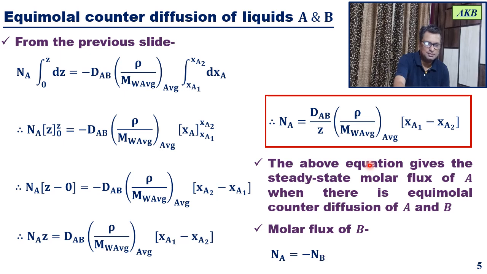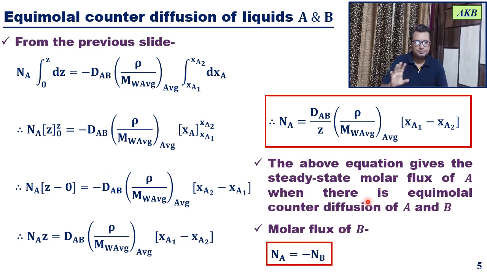It is simply NB equals minus Na. We know this relationship and you can get the value for the molar flux NB. So in this way, you can derive an equation for the steady state molar flux for a liquid when there is equimolal counter diffusion. I hope whatever I have discussed today is clear to you.